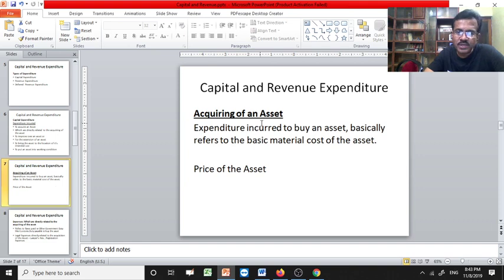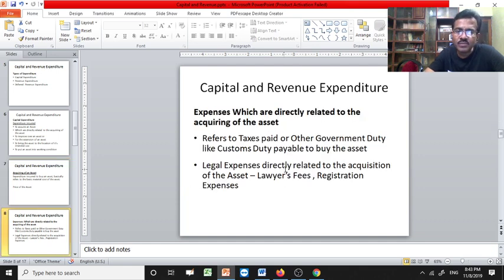Expenditure incurred to buy an asset basically refers to the basic material cost of the asset or the price of the asset, as I told you just now. The next one is expenses which are directly related to the acquiring of the asset. For example, the taxes paid or other government duty like customs duty payable to buy the asset. If you are importing it and have to pay some customs duty, that forms a part of the cost of your machines straight away.